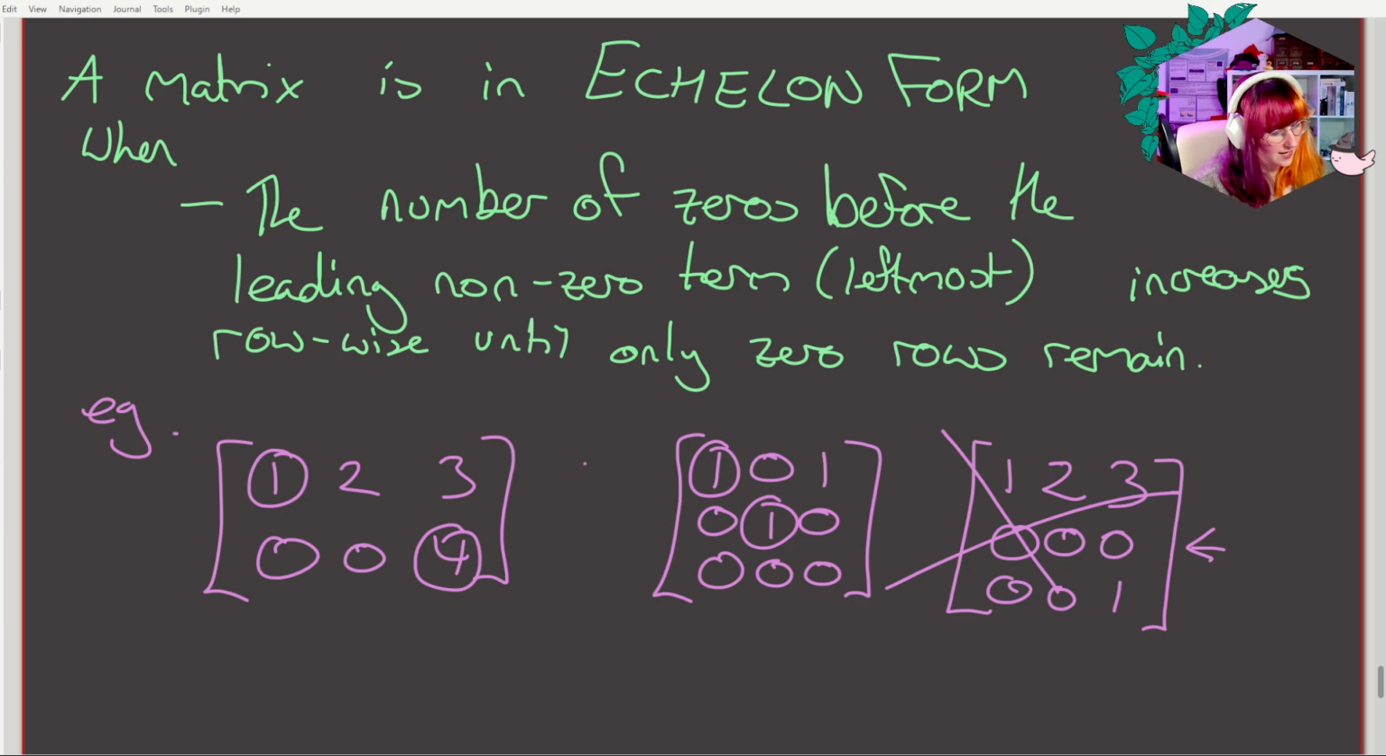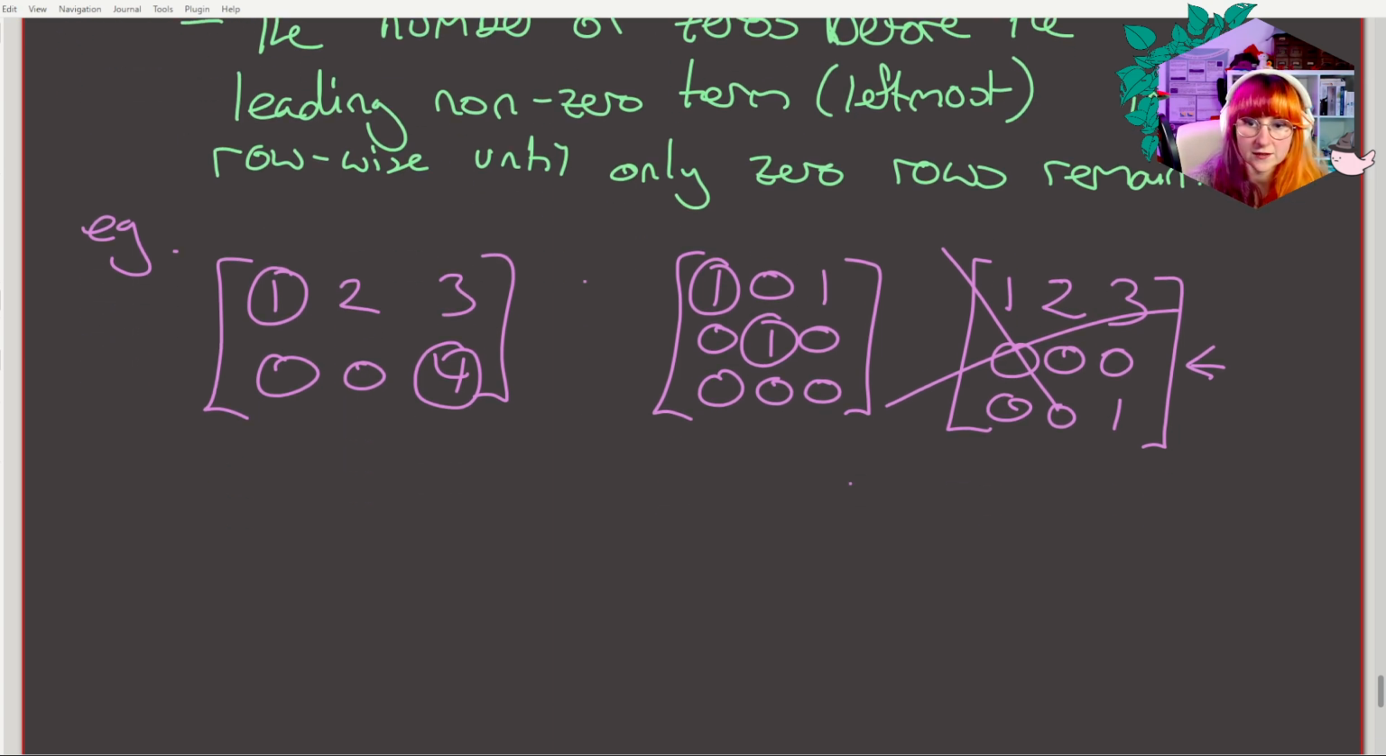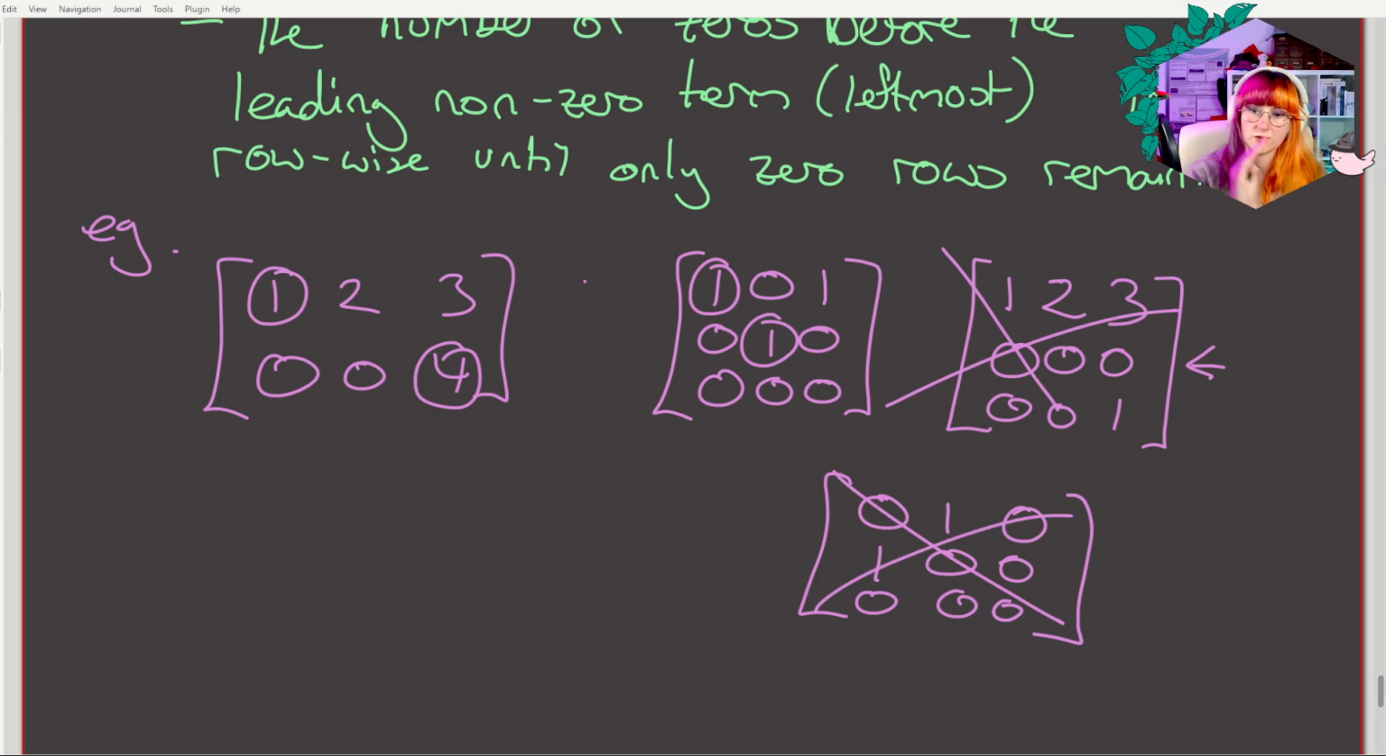And also, for any two successive rows that do not consist entirely of zeros, the leading 1 in the lower row occurs farther to the right than the leading 1 in the higher row. So equally, 0, 1, 0, 1, 0, 0, 0, 0, 0. This is not, because the first row's leading non-zero is to the right of the second row's. Okay?